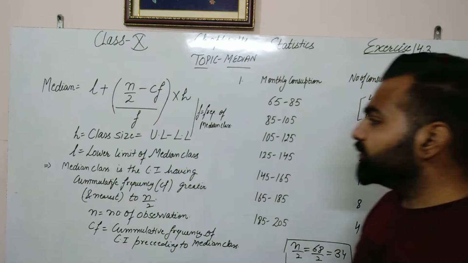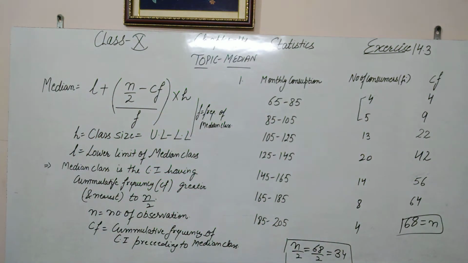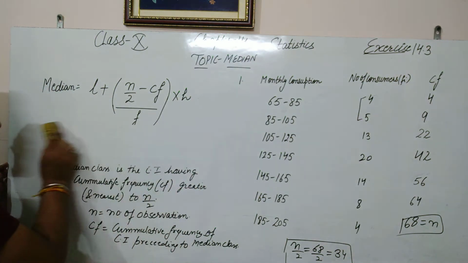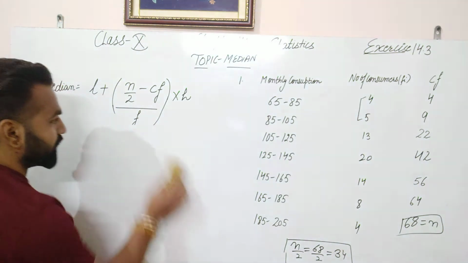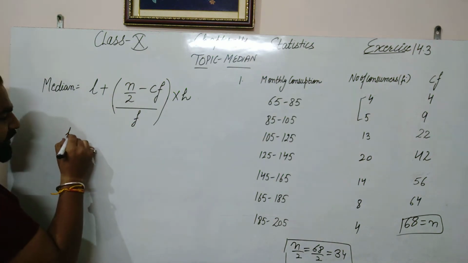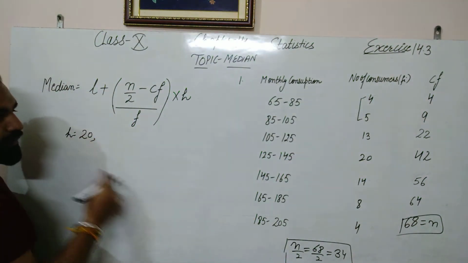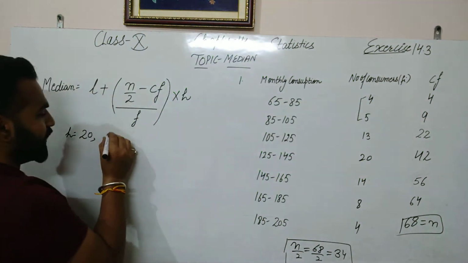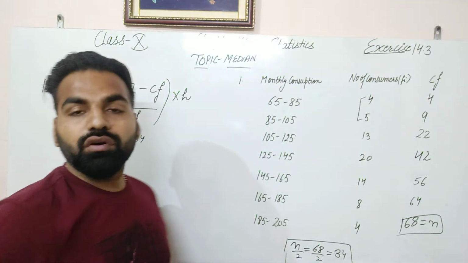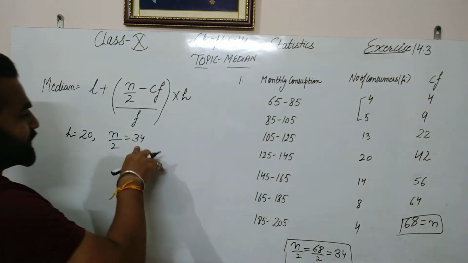n by 2. Now we will find the rest of the unknown values which were used in the formula. So I am erasing this part. So now what is h here? First of all, calculate h. h is 20. What is n by 2? n by 2 is 34. n is the sum of all the observations. So this is n by 2.